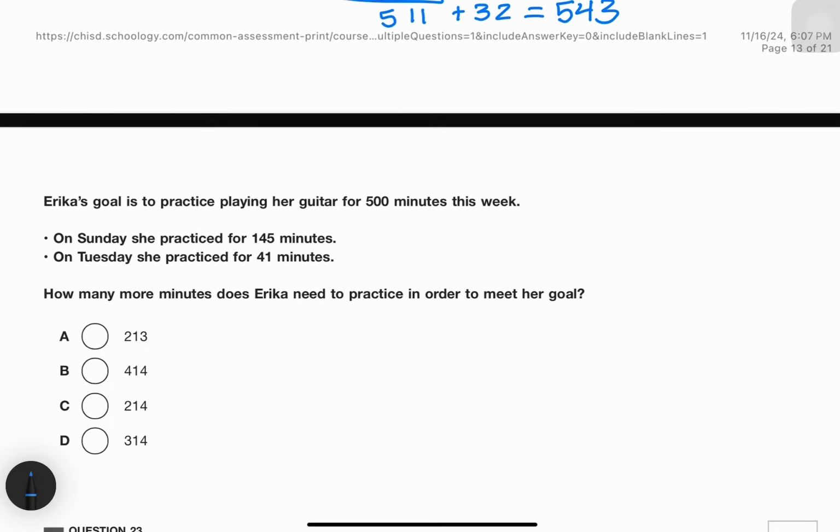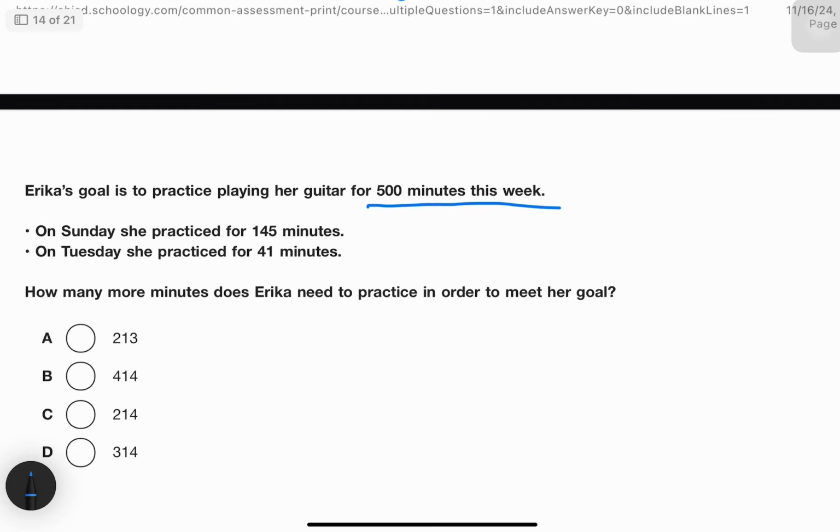It says Erica's goal is to practice playing her guitar for 500 minutes a week. On Sunday, she practiced for 145 minutes. On Tuesday, she practiced for 41 minutes. The question says, how many more minutes does Erica need to practice in order to meet her goal? All right, so now let's pull out information to analyze the word problem.